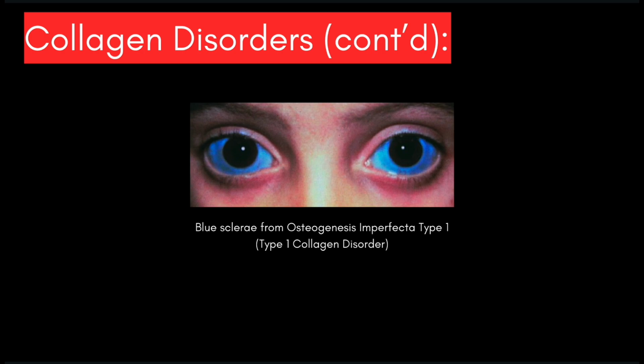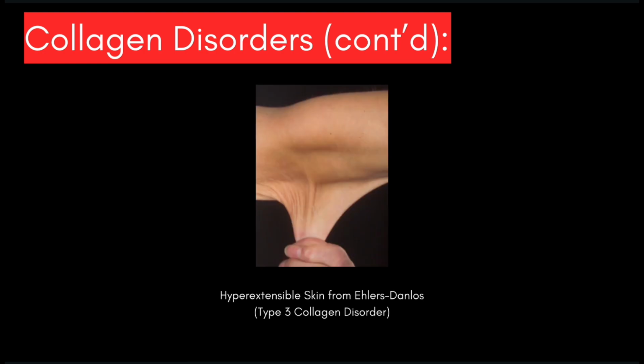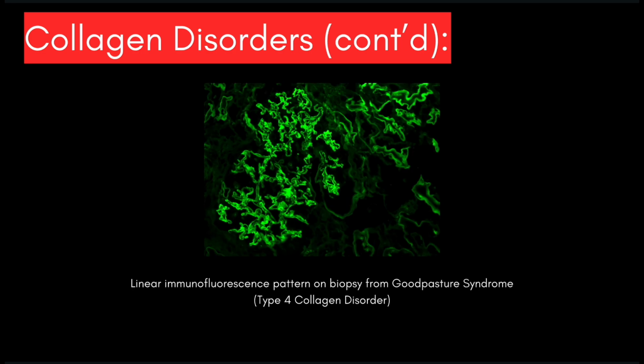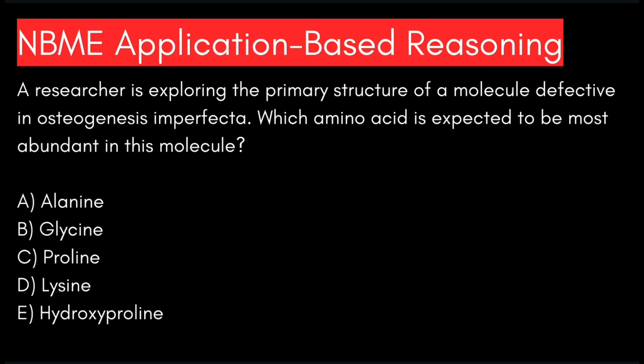Now I'm just going to give you guys some pictures related to the collagen disorders and their diseases. As you can see, these are the blue sclera from osteogenesis imperfecta type 1 collagen disorder. This is the hyperextensible skin from Ehlers-Danlos, the vascular type 3 collagen disorder. And this is how the linear immunofluorescence pattern looks on biopsy from Goodpasture syndrome for the most part. It's usually green, and sometimes you might get the picture, sometimes you won't, so just keep that in mind. Let's move on to the NBME application-based reasoning questions.